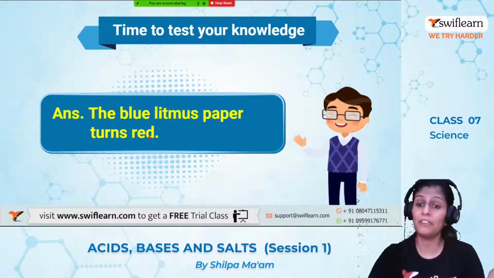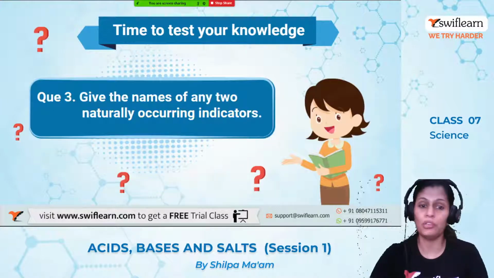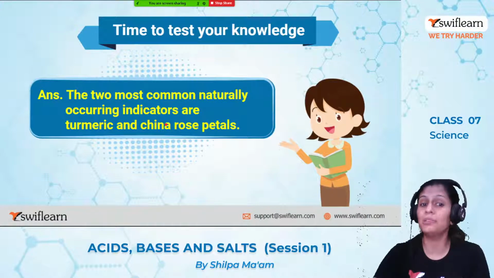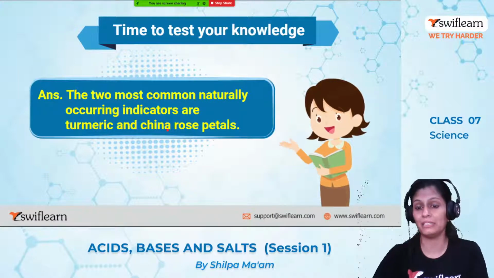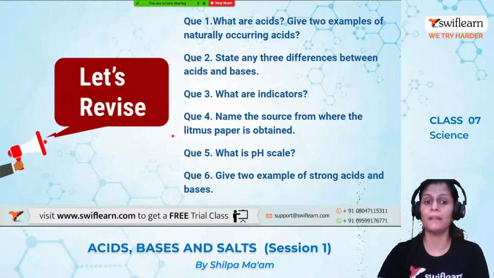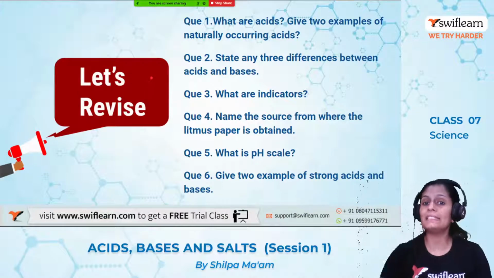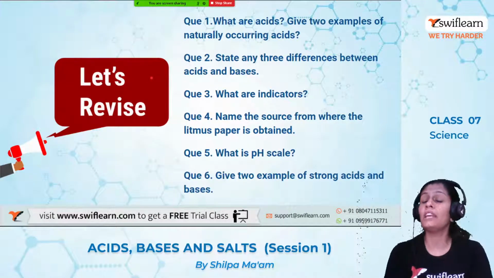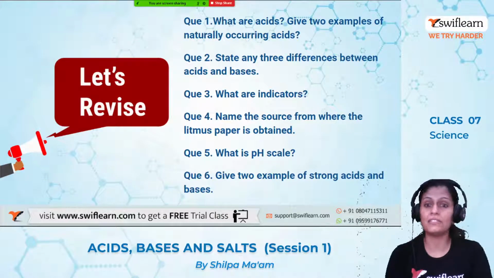But vice versa, if we put a red litmus paper strip in the acidic solution, there would not be any change. Two naturally occurring indicators are turmeric and China rose petals, and yes, litmus paper is also there. So what are acids? They are substances which taste sour, and the naturally occurring acids are acetic acid and tartaric acid.